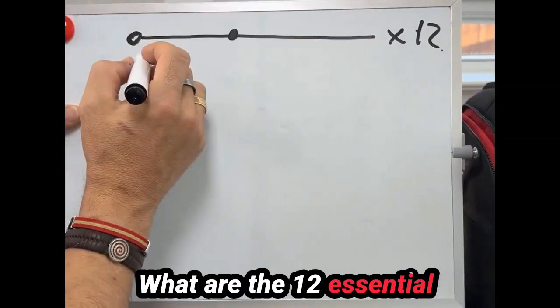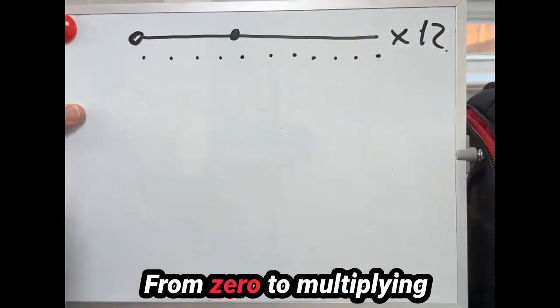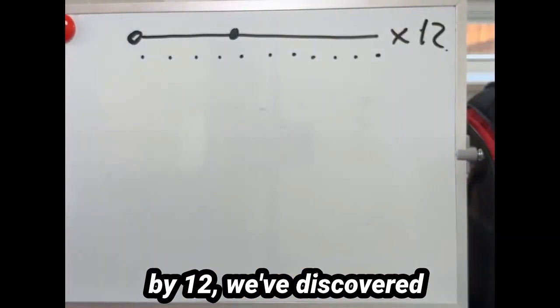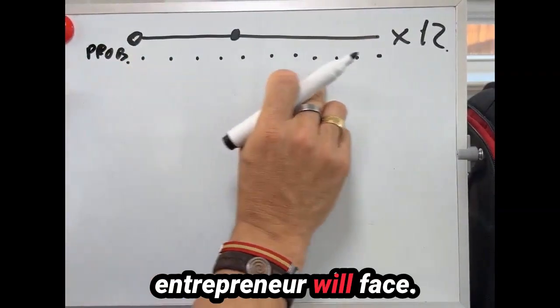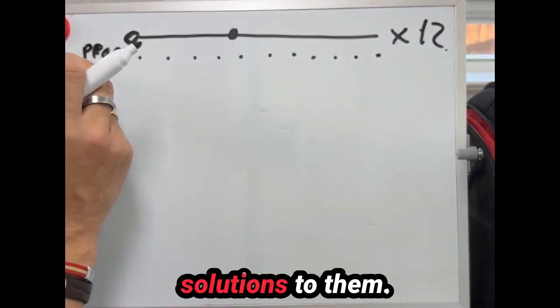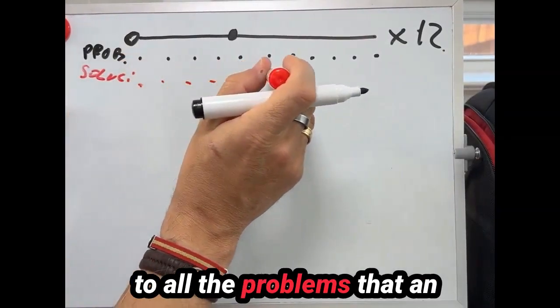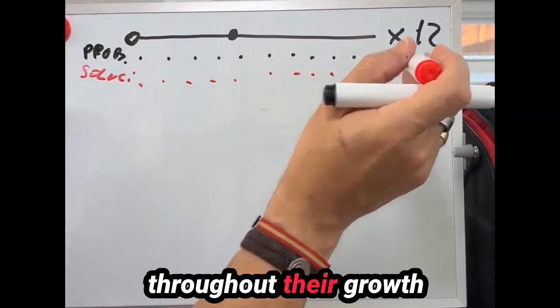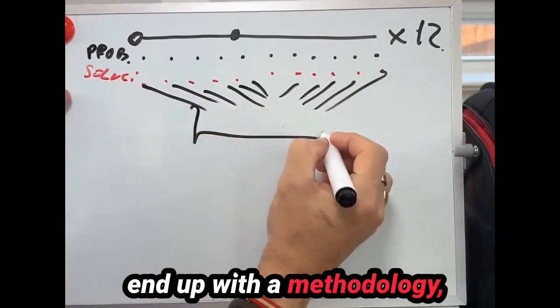What are the 12 essential problems that an entrepreneur will encounter throughout their journey from 0 to multiplying by 12? We've discovered that there are a series of problems that every entrepreneur will face. We've been providing solutions to them. When you provide solutions to all the problems that an entrepreneur will encounter throughout their growth, up to multiplying their revenue by 12 times, you end up with a methodology.